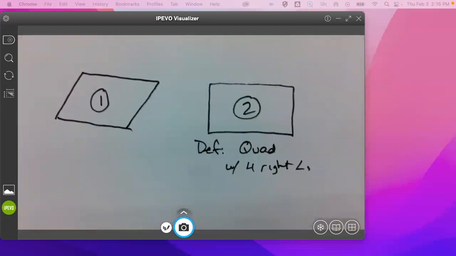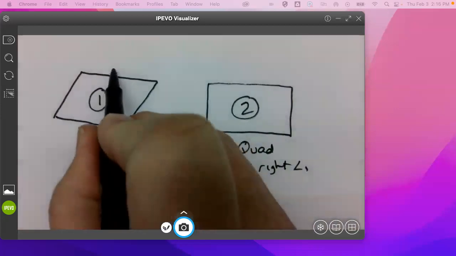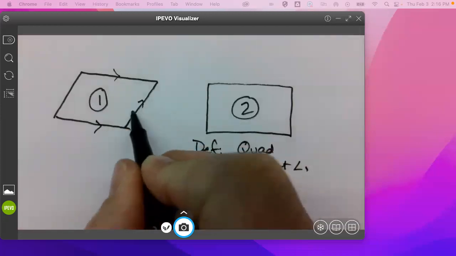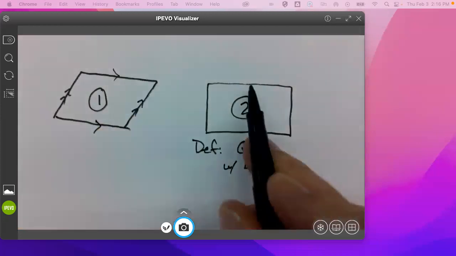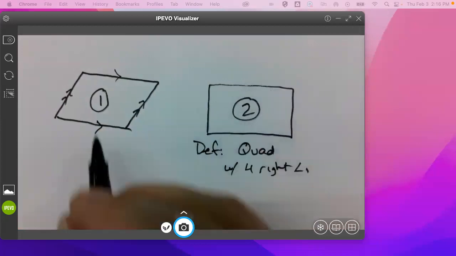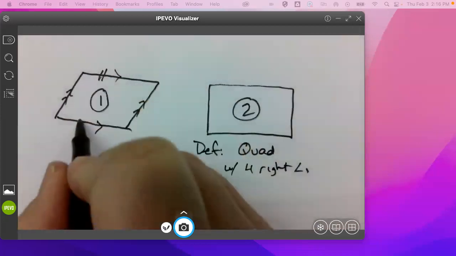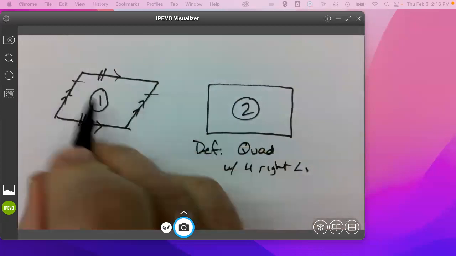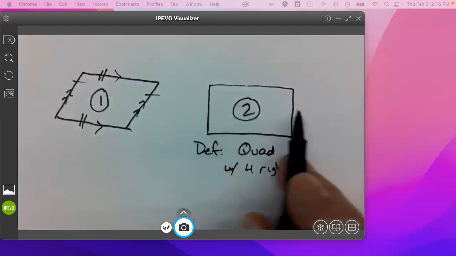Let's talk about the parallelogram attributes first of all. In addition to the definition, which says opposite sides are parallel, are we good with that? These sides are all parallel, or opposite sides are parallel. Remember, we also said that 2 pairs of opposite sides are congruent. Is that still true?